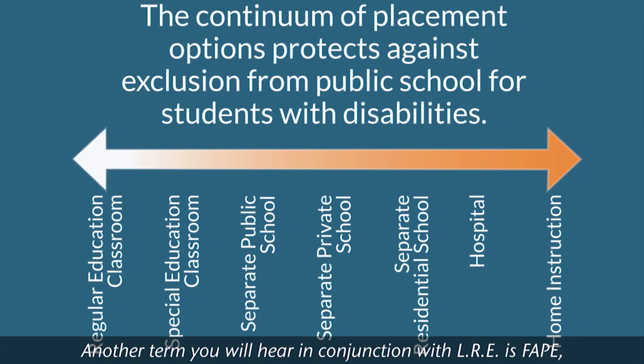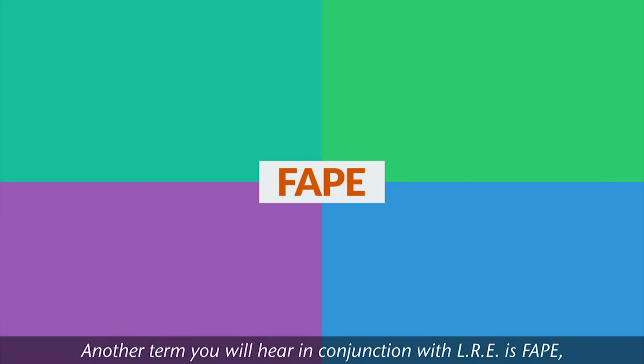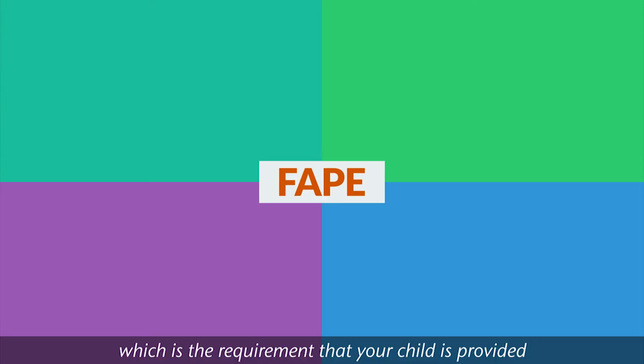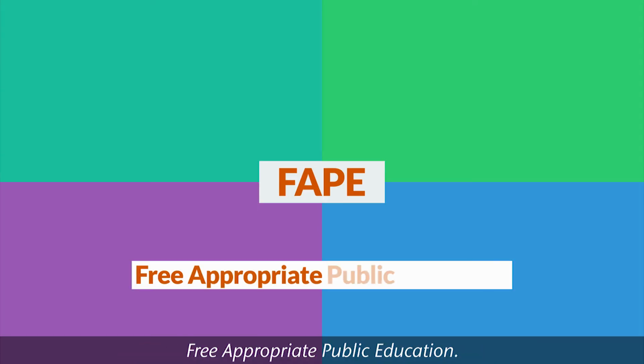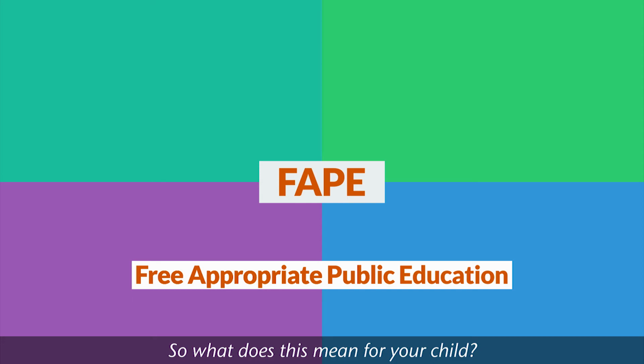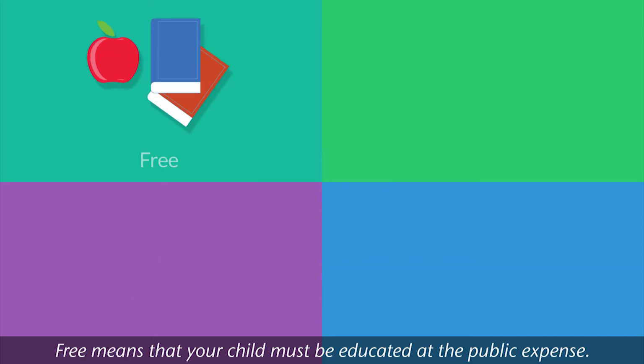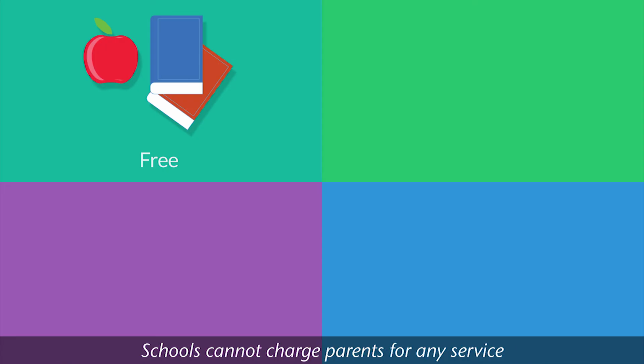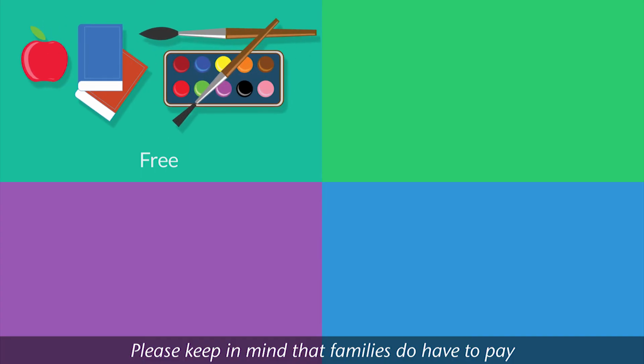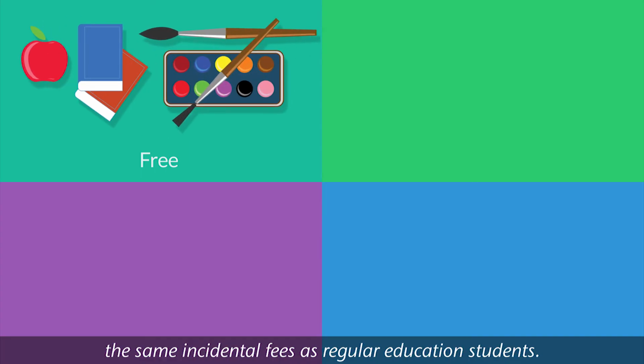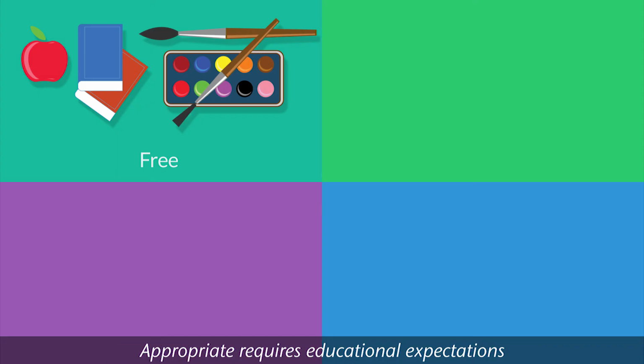Another term you will hear in conjunction with LRE is FAPE, which is the requirement that your child is provided free, appropriate public education. So what does this mean for your child? Free means that your child must be educated at the public expense. Schools cannot charge parents for any service that is included on their child's IEP. Please keep in mind that families do have to pay the same incidental fees as regular education students.